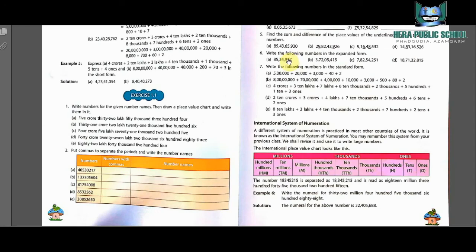दैट फॉर्म इज कॉल्ड एक्सपेंडेड फॉर्म. Write the following numbers in the standard form. स्टैंडर्ड फॉर्म ऑफ अ नंबर, इफ वी राइट द फेस वैल्यू ऑफ द एक्सपेंडेड नंबर एट द करेक्ट प्लेस. जब किसी भी एक्सपेंडेड नंबर के डिजिट को हम करेक्ट प्लेस पे रखते हैं, मीन्स कौन सा नंबर किस पोजीशन पे आएगा, देन दैट फॉर्म इज कॉल्ड स्टैंडर्ड फॉर्म और शॉर्ट फॉर्म. ओके.